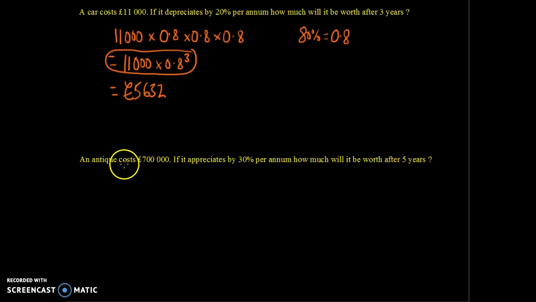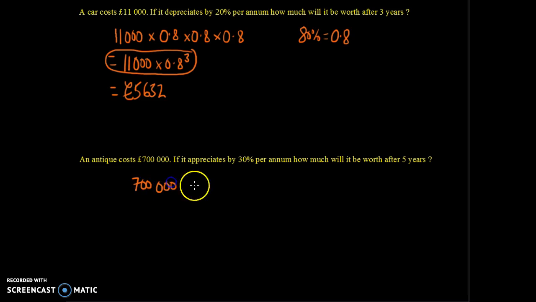So the second example, this time, is about appreciation. I'll give you 5 seconds or so just to read the example. So in this case, we've bought something, an antique, presumably a very valuable antique, for £700,000, and it appreciates by 30% per year. So it goes up in value by 30%.